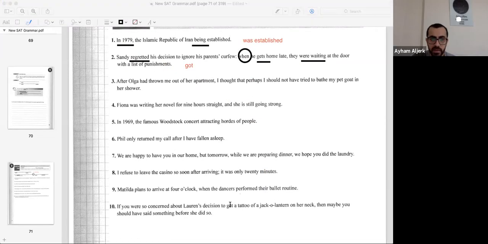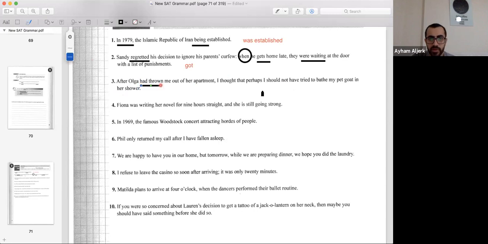Okay, one last example. Number 3. After Olga had thrown me out of her apartment, I thought that perhaps I should not have tried to bathe my pet goat in her shower. So let's take a look. After Olga had thrown me out of her apartment, I thought. So we have two actions. She had thrown me out of her apartment is the first action. Then after this, I thought. So I had this idea after this, so it's fine. First action, past perfect. Second action, past simple. And then here we have should not, and then we have the third form of the verb, tried, no problem, to bathe my pet goat in the shower. So in this case, number 3 is correct.